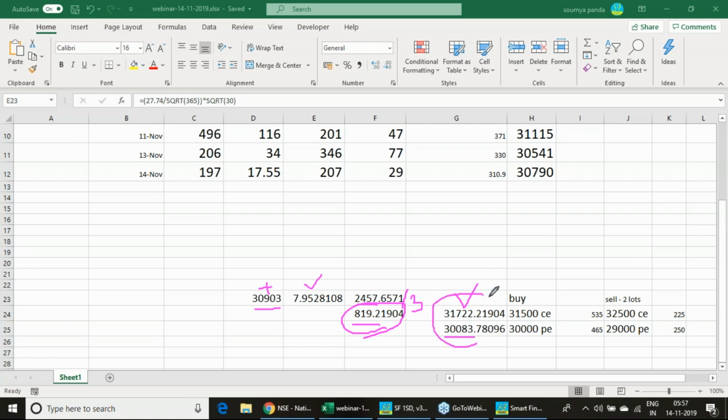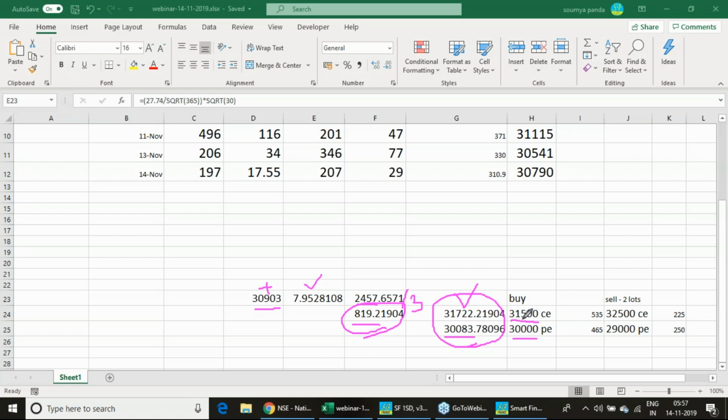This trend analysis I am doing just to choose the correct strike for my trade. So I am deciding upon the 31,500 call option and 30,000 put option, the nearest liquid strikes. Here also a question came that Rajkumar ji has told that no liquidity will be there. We can get the liquid strikes. It is not that we will not get any liquid strikes.